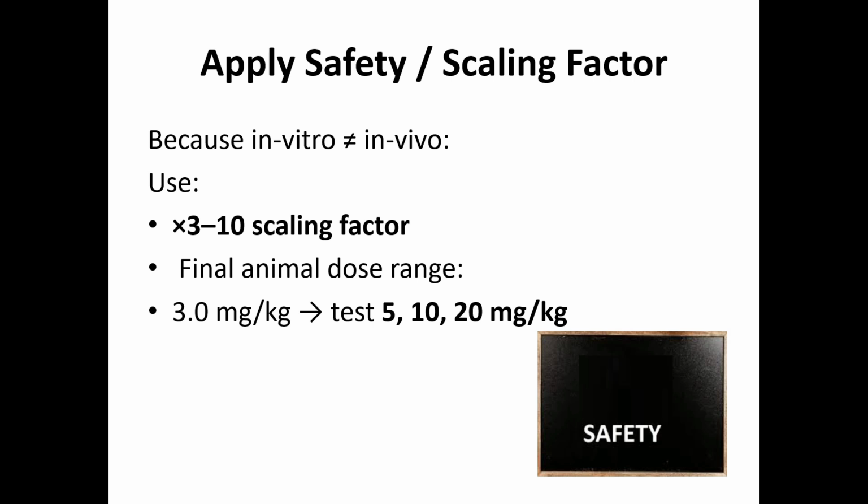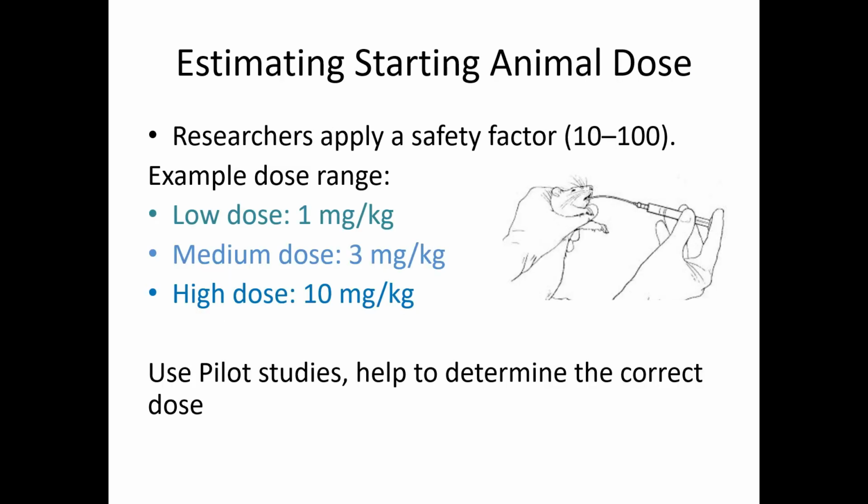Now apply a safety factor or scaling factor. Because in vitro is not equal to in vivo, use a 3 to 10 scaling factor. Final animal dose range, for 3 mg per kg, these may be 5, 10 or 20 mg per kg. You can select any.